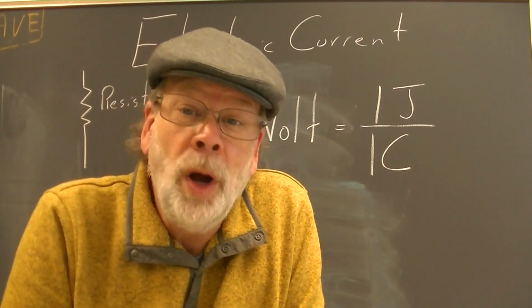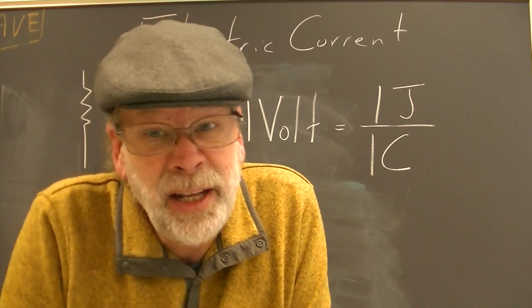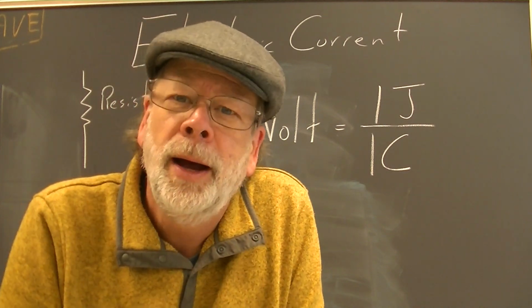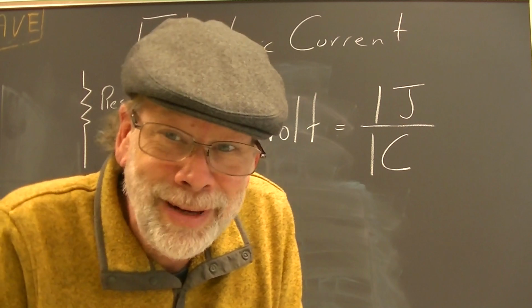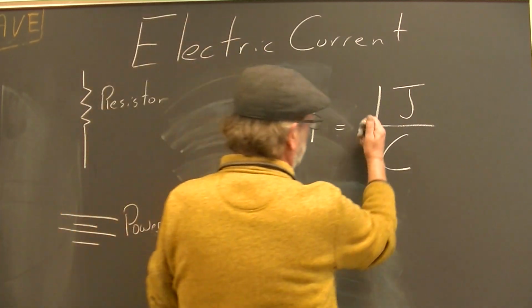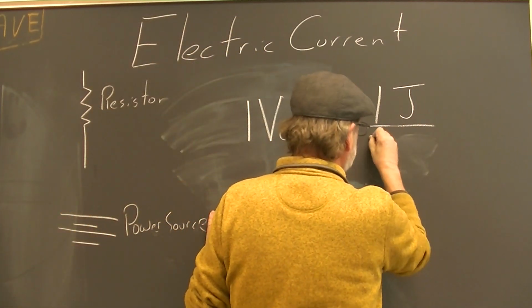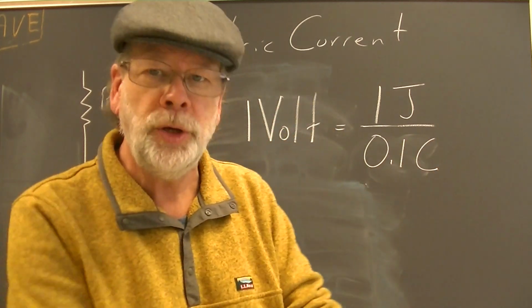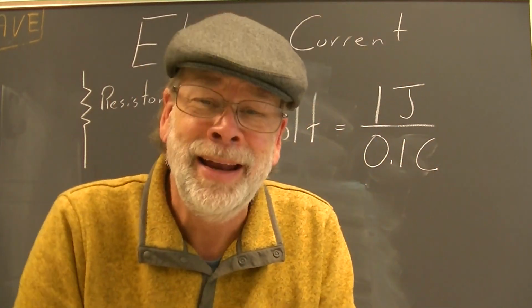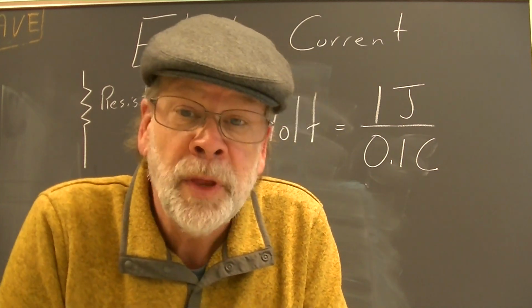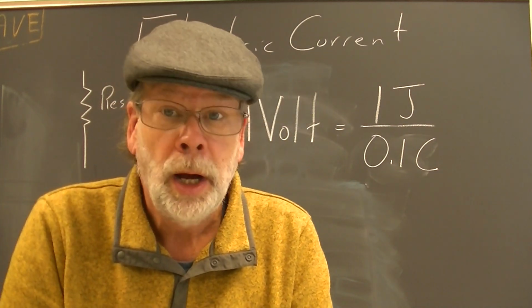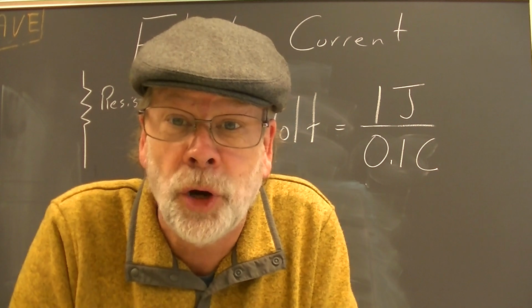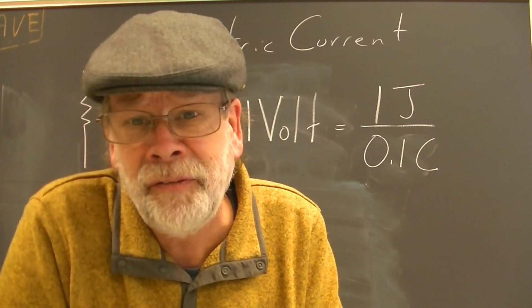What if I did 1 joule's worth of work on 1/10 of a coulomb? How much voltage have I increased it by? Well, 1 joule on 0.1 coulomb. You could do the math, or you could probably figure it out in your head. That would be 10 volts. If I do 1 joule on 2 coulombs of charge, well, that's only half a volt.